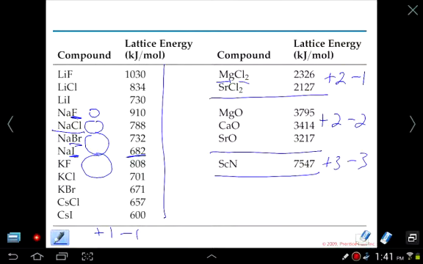And you'll notice there's a big difference. If these are 1,000 or less, these are 2,000 or more. These are 3,000 or more, and this one, notice, is 7,500 kilojoules per mole, an enormous amount of energy that's stored. So you can see how an increase in charge has a big effect, and how an increase in size has not so big of an effect.